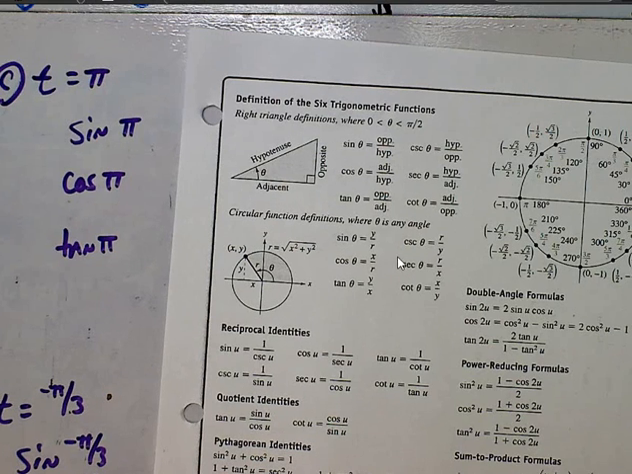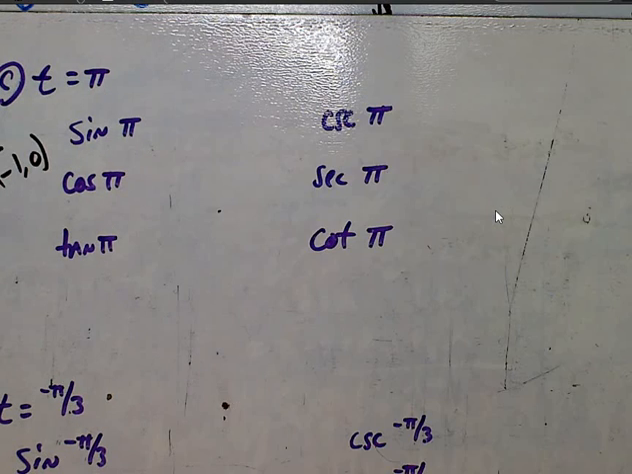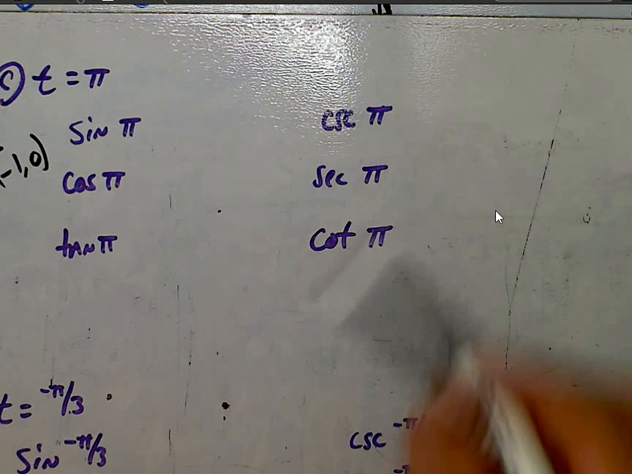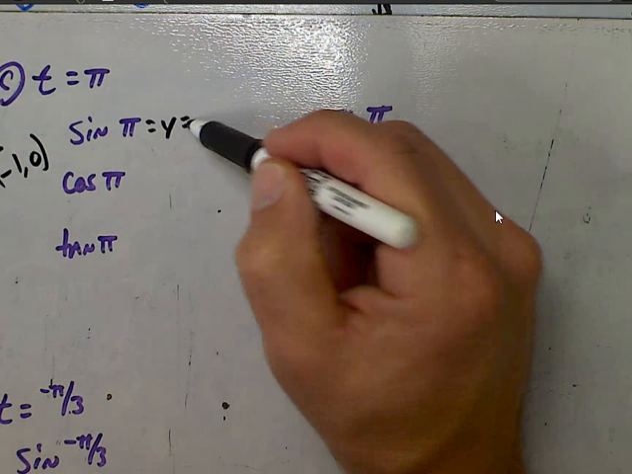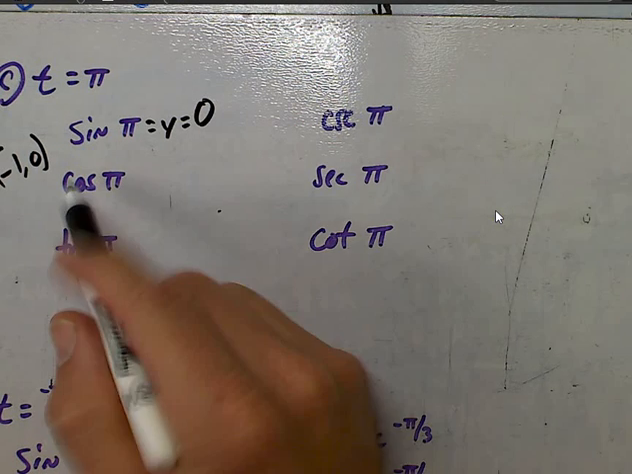Pi is right there. It goes along with negative 1 comma 0 for the ordered pair. So for negative 1 comma 0, pi is the same as y. So the y is 0. So the sine of pi is 0. Cosine goes along with x. So the cosine of pi is negative 1.